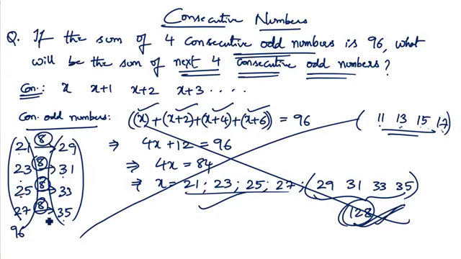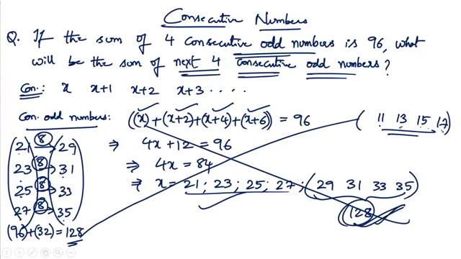And how many such pairs do we have? 4 pairs. So how many such differences do we have? 4 differences of 8 each. So 4 times 8 is 32. Basically, the difference between the first set and the second set is going to be 32. So how will you get the result? Simply 96 plus 32, 128.